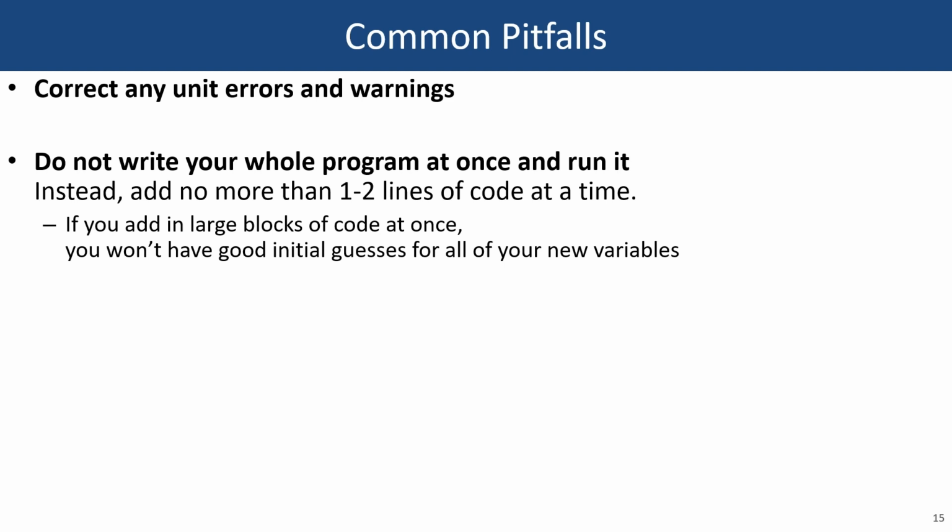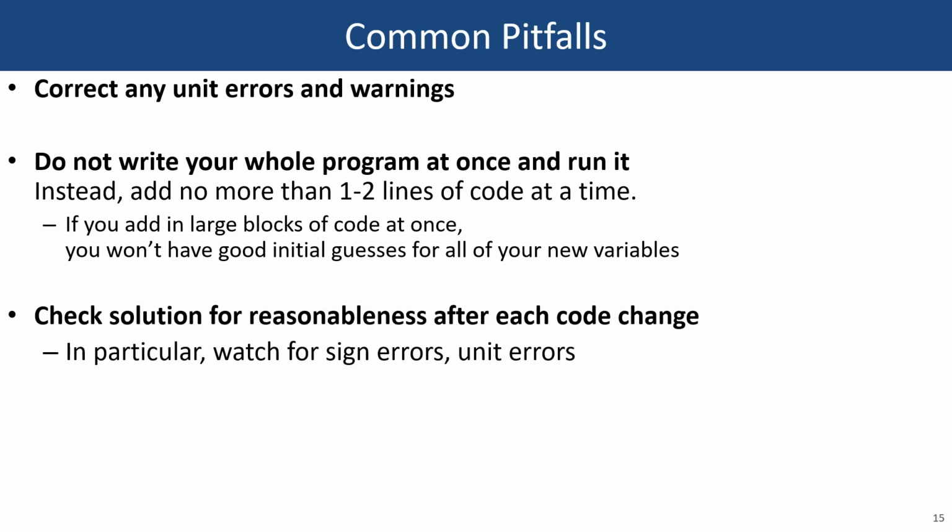So again, don't write your program all at once. Only write a few lines at a time, run them, make sure that your results are plausible, and then after you've gotten a couple more lines of code in and calculated that, use the results that come out of that to update your guesses so that you aren't starting from scratch internally, which can cause your program to fail to converge. And again, check your solution at each step of the way. Make sure there aren't any sign errors, unit errors, or weird output values that come in.